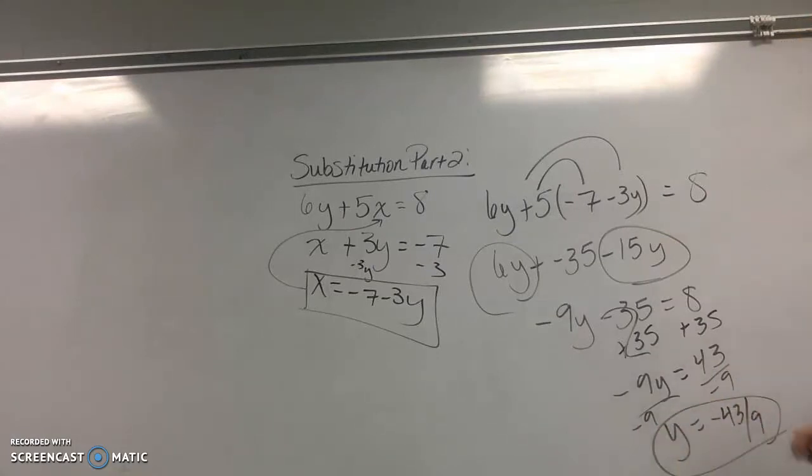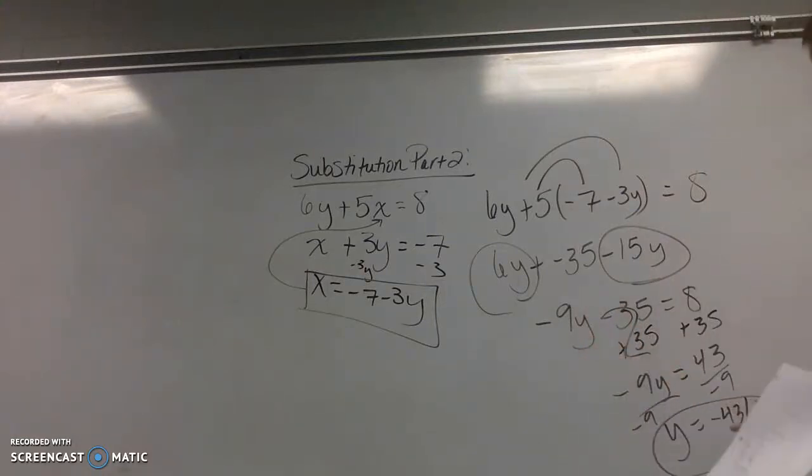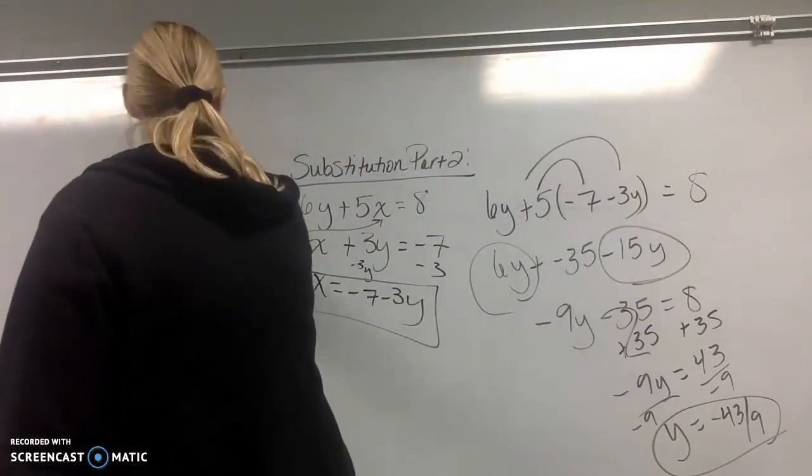So the other thing you're going to deal with is fractions as your answers. Do not change that to a decimal because this is a repeating decimal. Plugging back in, you're not going to get things to work out exactly. So leave this as a fraction. So y is -43/9.